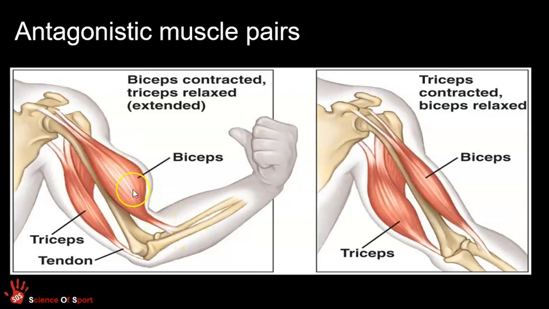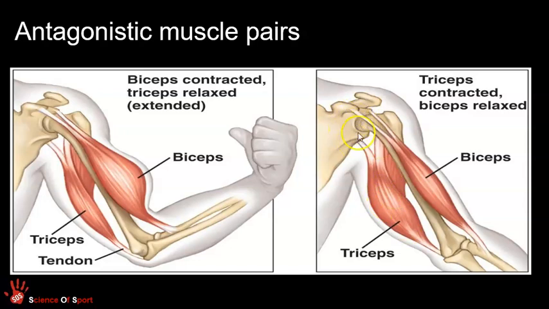So biceps brachii contract, they shorten, they pull on this insertion tendon on the radius, which is attached to the bone, of course, and flexion occurs at the elbow joint. And the partner muscle, of course, is the triceps brachii, which is the posterior muscle.